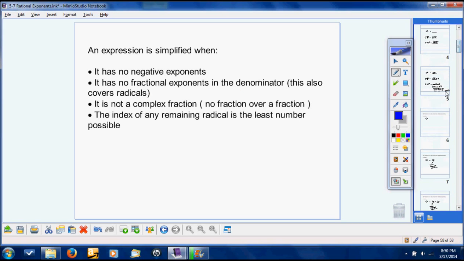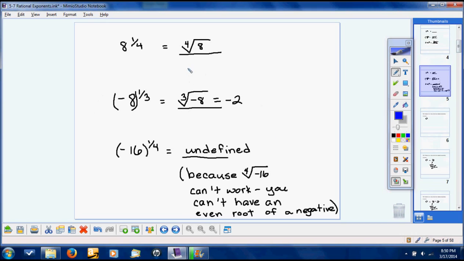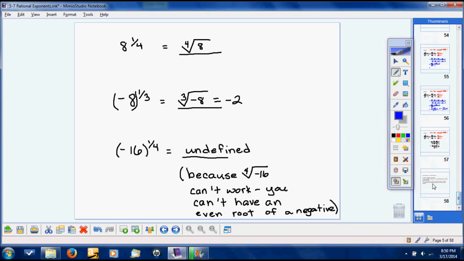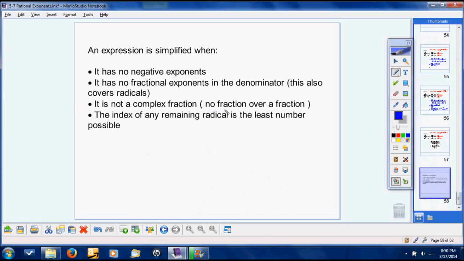Let's go back up to this one that you did. Nope, I'm seeing no denominators at all. This is not an exponent denominator; we're talking about a denominator of a fraction. Okay, so it passes that one. It is not a complex fraction. Well, those, like we said, weren't fractions at all. And the index is the least number possible.